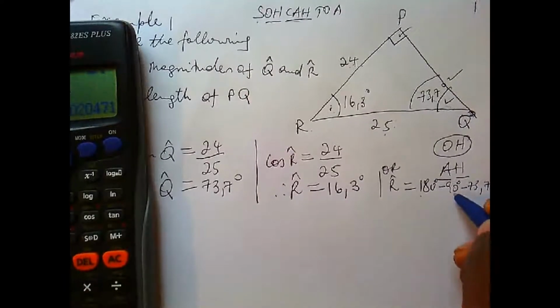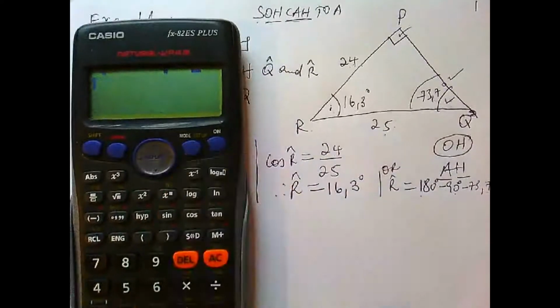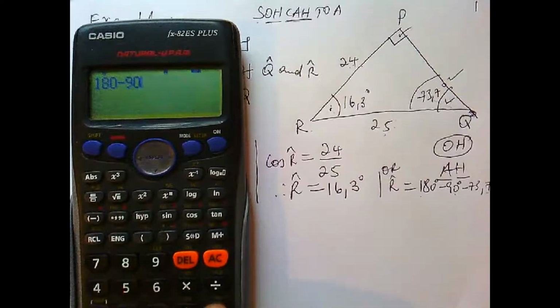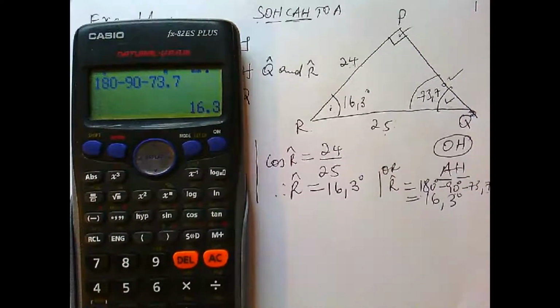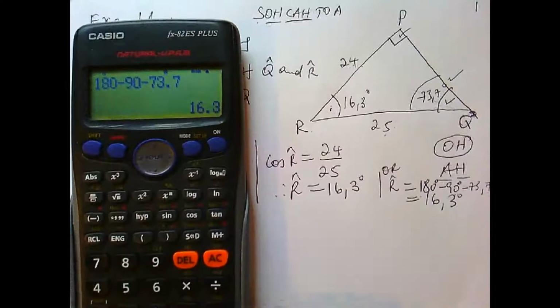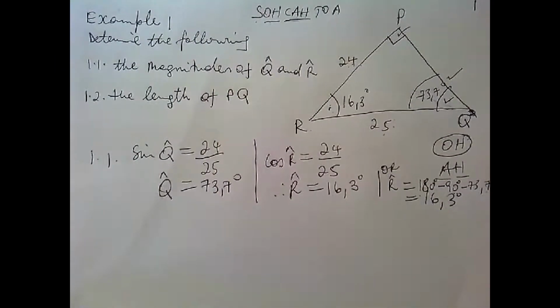180 degrees minus 90 degrees minus 73.7 degrees. So you would still use a calculator and say 180 degrees minus 90 degrees minus 73.7 degrees. You would still get your answer as 16.3. That would still be your angle, 16.3, using Euclidean geometry. So you can incorporate Euclidean geometry here. You can still use it, especially if you know two angles of a triangle, right?